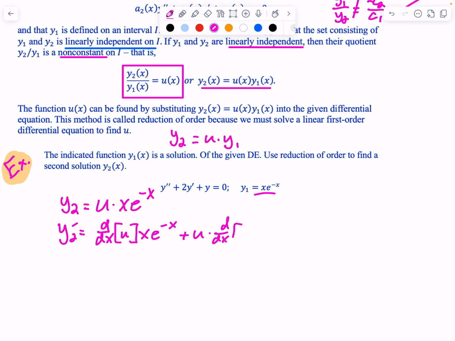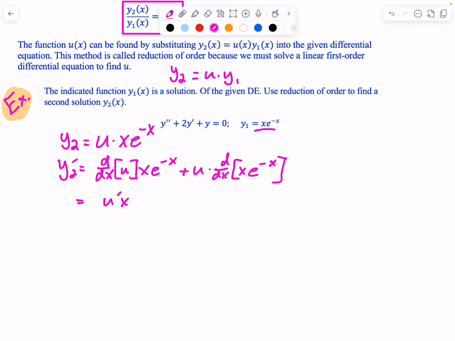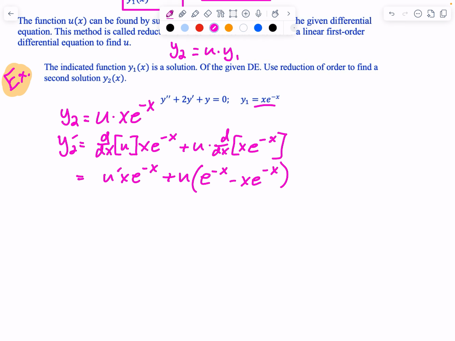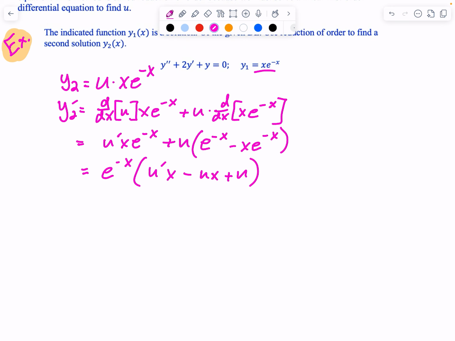All right, so there's our product rule. Derivative of u is u prime, x e to the negative x, and then plus u, and then this is going to be a product rule, so e to the negative x minus x e to the negative x. We could probably reduce that down. I notice everything has an e to the negative x, so let's make our life easier: e to the negative x times u prime x plus u. I actually want to put these in order, so we'll do a minus ux plus u. All right, there's my single prime.